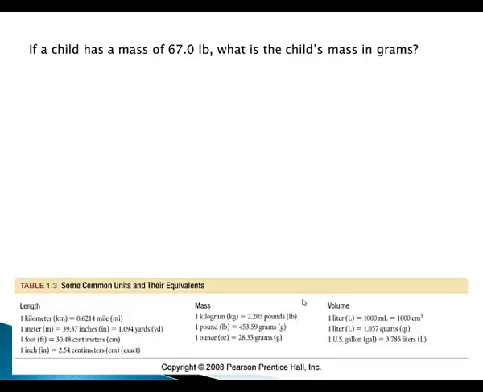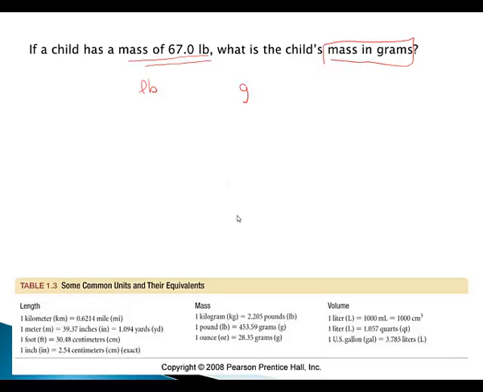Here we have a child that has a mass of 67.0 pounds, and we want to know that mass in grams. So to approach this problem, there's things I need to know. What am I looking for? I'm looking for a mass in grams. That's what I'm trying to find. And then I'm also given a mass here. So that's a value that's given, and I'm looking for grams. So I'm starting out with pounds, and I'm trying to get to grams.